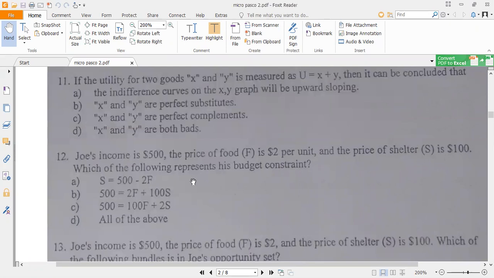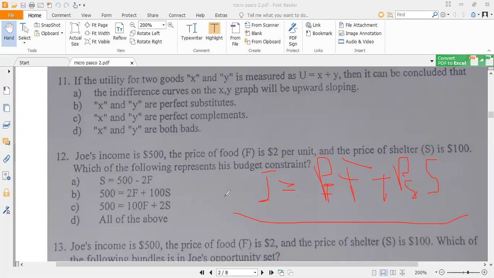Right. So for number 12, they are only looking for the budget constraint. We know that the consumer's income should be equal to the sum of the expenditures on the two goods. So this is the price of food times the quantity of food, then the price of shelter times the quantity of shelter. This should be the individual's budget constraint.